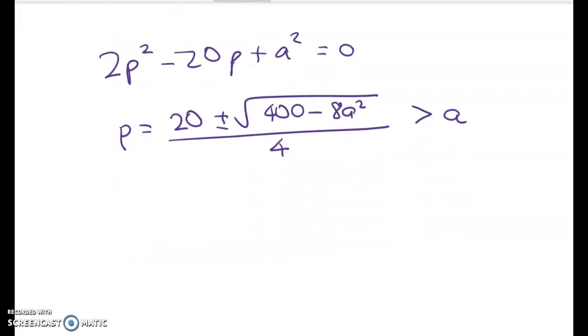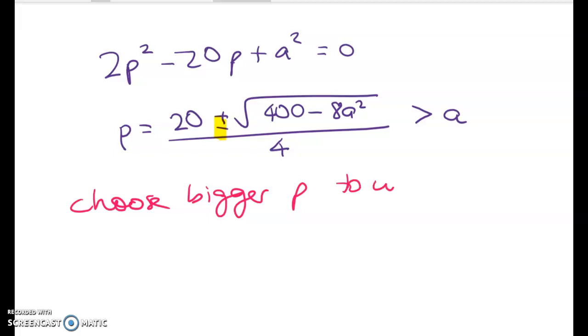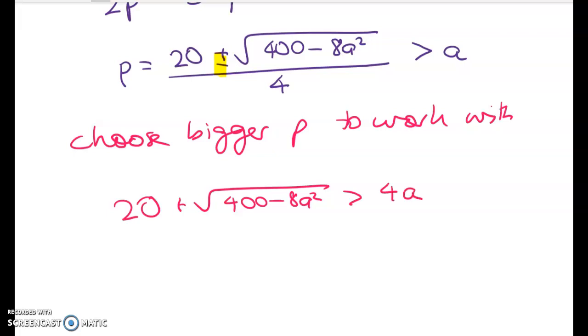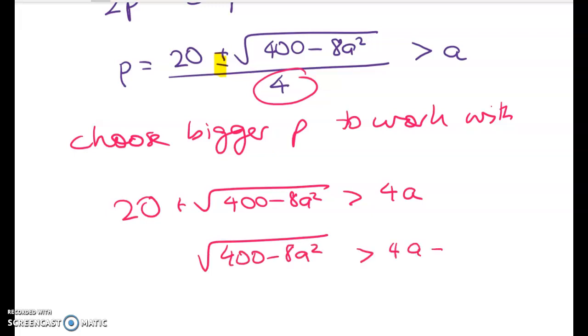Now I'm going to work with the big number for p here because it's going to make it easier. So I'm going to say we can justifiably not worry about the low value of p. So choose the bigger p to work with, because we just need to get one p value that's going to make the surface areas equal. So we've got 20 plus the square root of this, and that's got to be greater than 4a because I'm multiplying everything through by that. The square root of 400 minus 8a squared is greater than 4a minus 20.